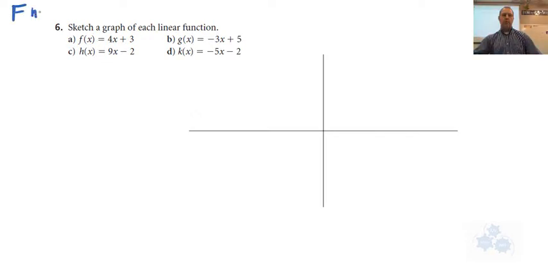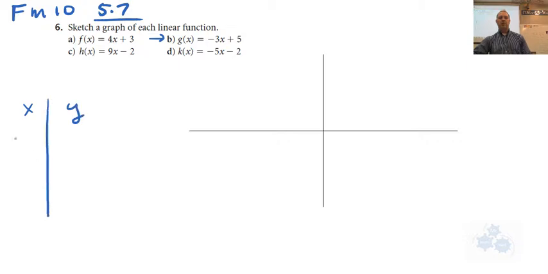Okay, so this is FM10, section 5.7, graphing, and if we're going to take a look at B here. If we want to graph this, what we want to do is a table of values, and we want to pick some, 2 or 3 values at least in order to plot them onto the graph. And so you always start with x, and you can choose some values for x.